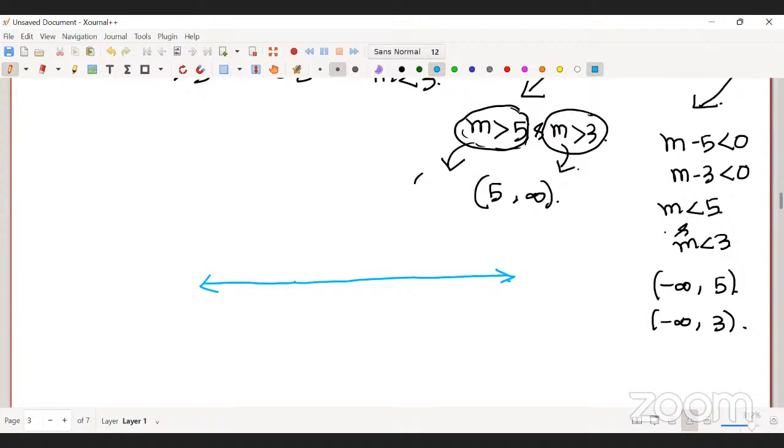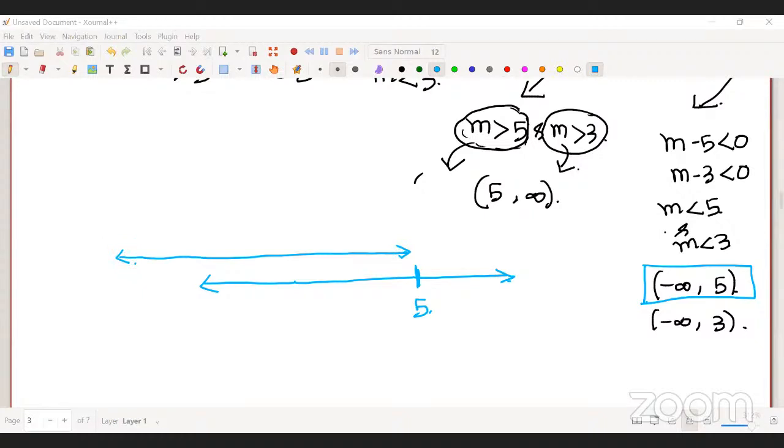So this is your number line, right? One region is this one, minus infinity to 5. This is the region which represents minus infinity to 5. And you have another region which is minus infinity to 3.